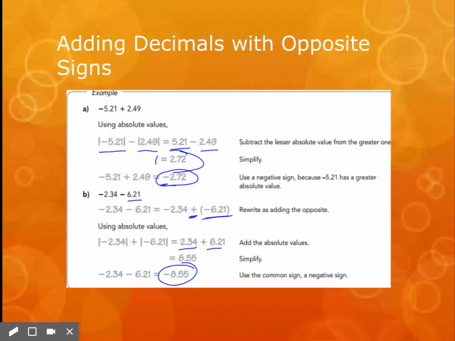As I said, when I do these problems, I do like to line them up. So I would put 2.34 plus 6.21, lining up my decimals, and then just add them that way. You can see it would be 8.55, and again, I reassign that negative in front.